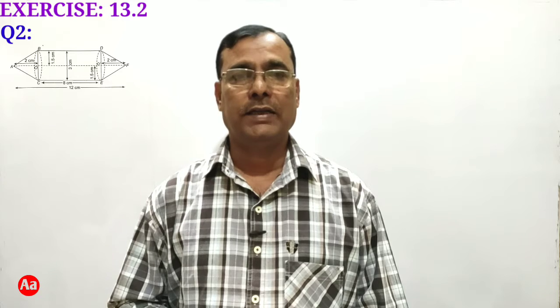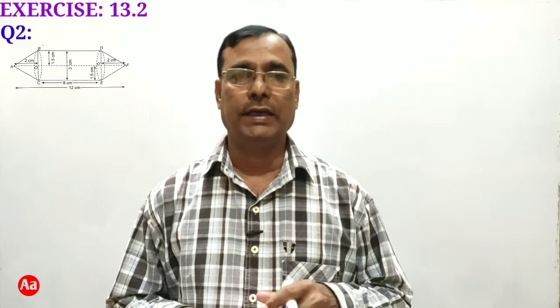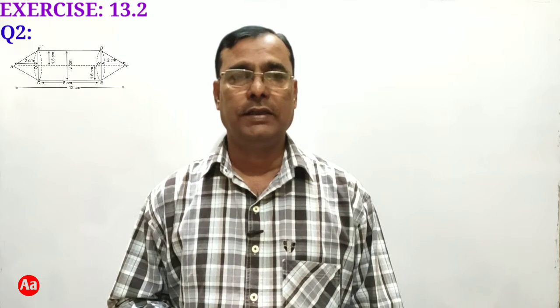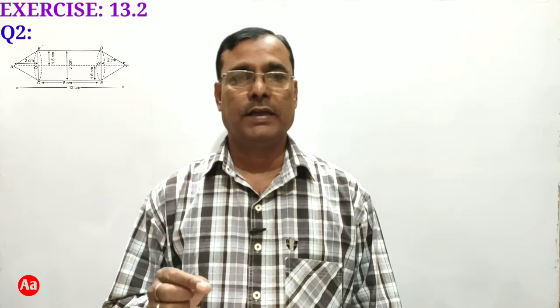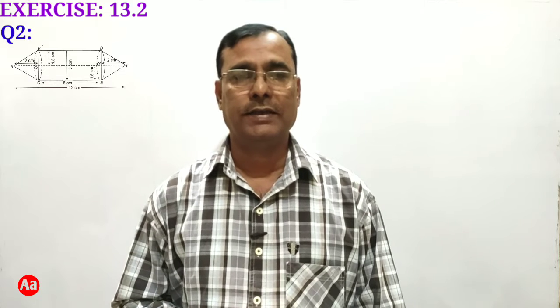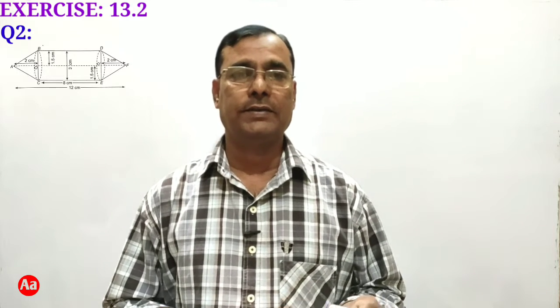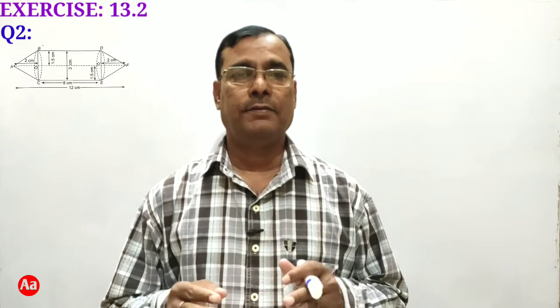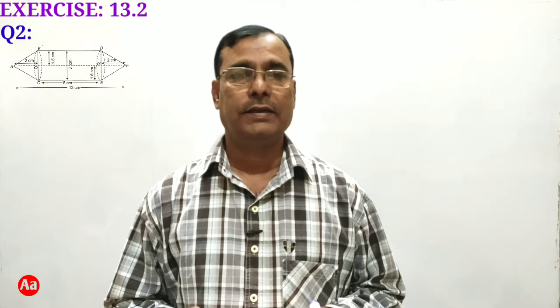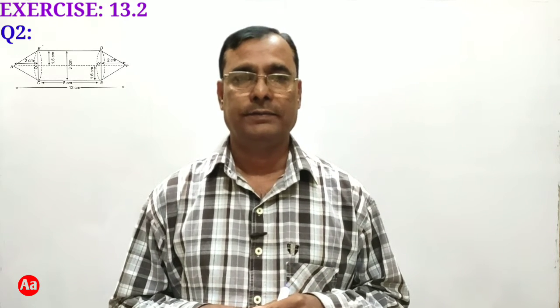Now let's see question number 2. Rachel, an engineering student, was asked to make a model shaped like a cylinder with two cones attached to its two ends by using a thin aluminum sheet. The diameter of the model is 3 centimeter and its length is 12 centimeter. If each cone has a height of 2 centimeter at two of its ends, then find the volume of the air contained in the model.